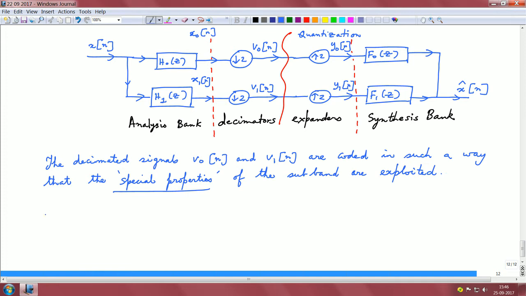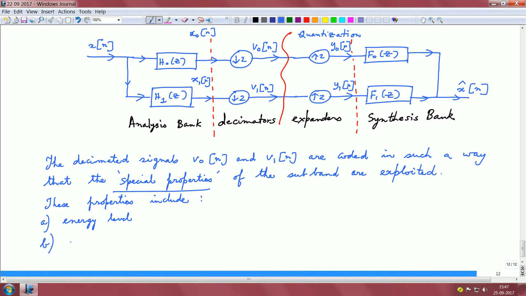And what are these properties? So, these properties include, A, energy level. There could be more energy in the low pass versus what is available in the high pass, right. For example, if you look at natural images, speech, etc., the energy is more in the low pass than in the high pass, right. So, therefore, you might want to look at the energy level.